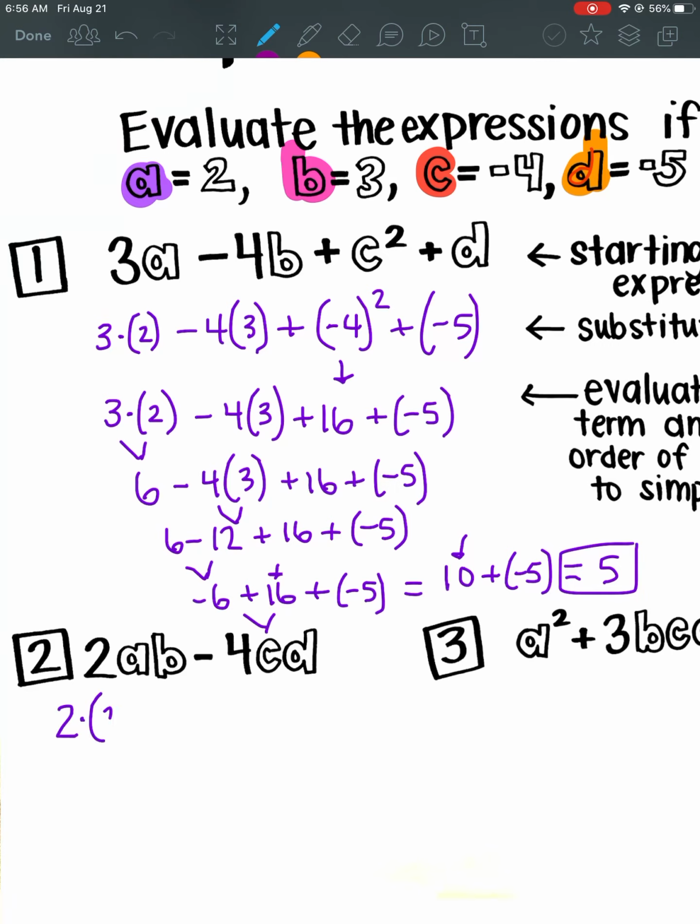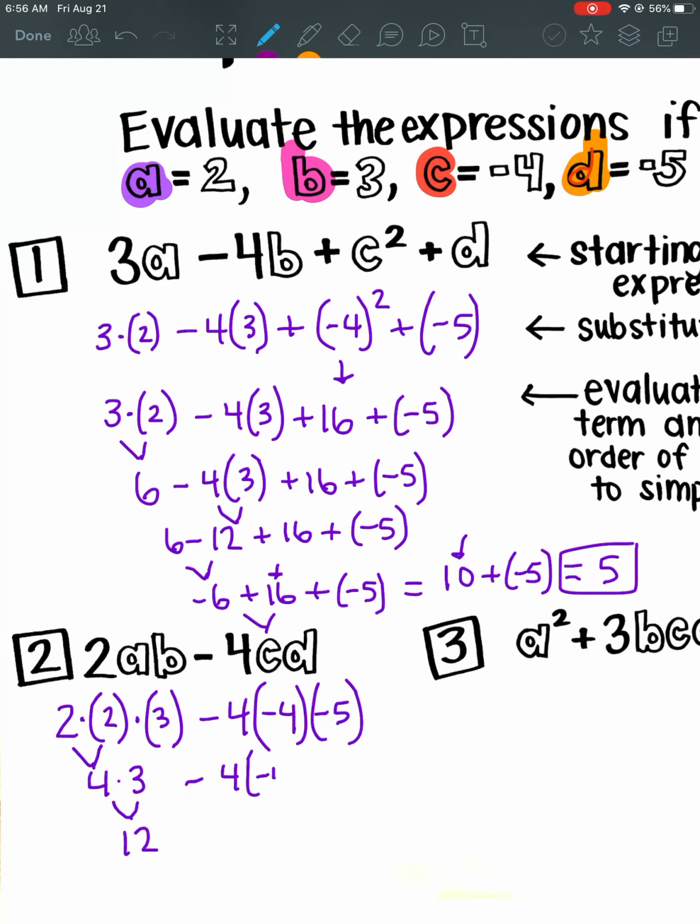2 times A is 2, times B is 3, minus 4 times, and I guess I don't need those little dots in between there. If they're right next to each other, we know that means multiply, and D is negative 5. Okay, multiplication first. We don't have parentheses that mean anything besides multiplication, and we don't have exponents, so we need to multiply. So 2 times 2 is 4, then we have times 3, so we get 12.